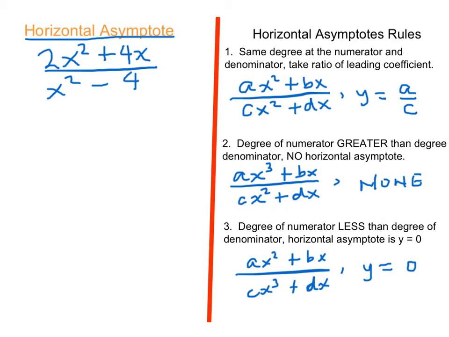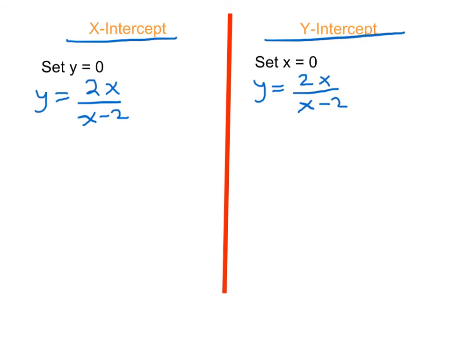So we just go ahead and write the horizontal asymptote is y equals 2 over 1, y equals 2. These are the final simplified version of the expression y equals 2x over x minus 2.